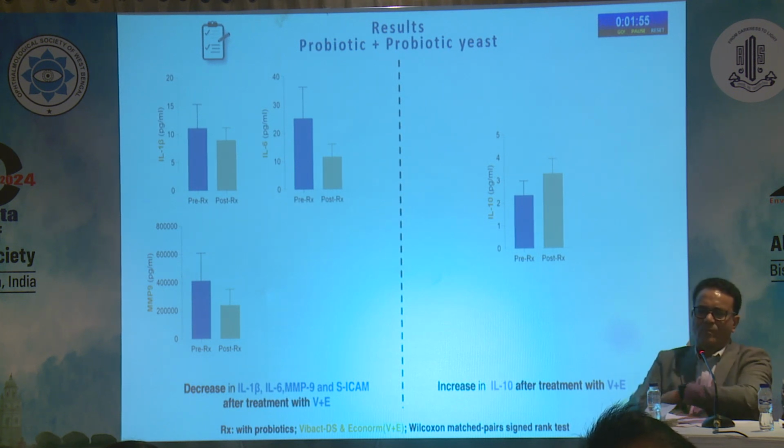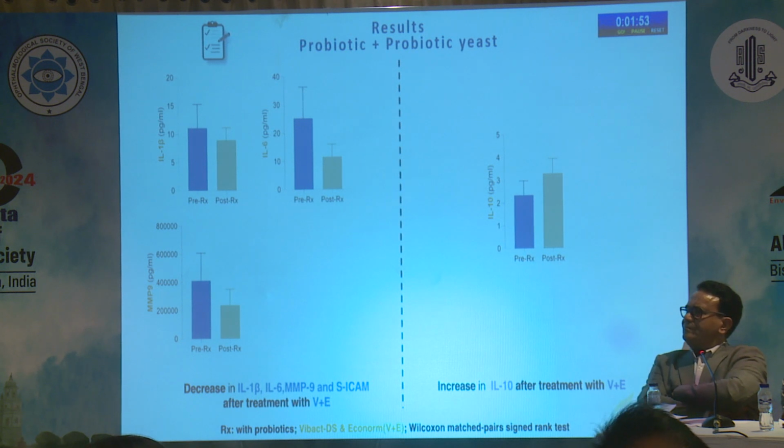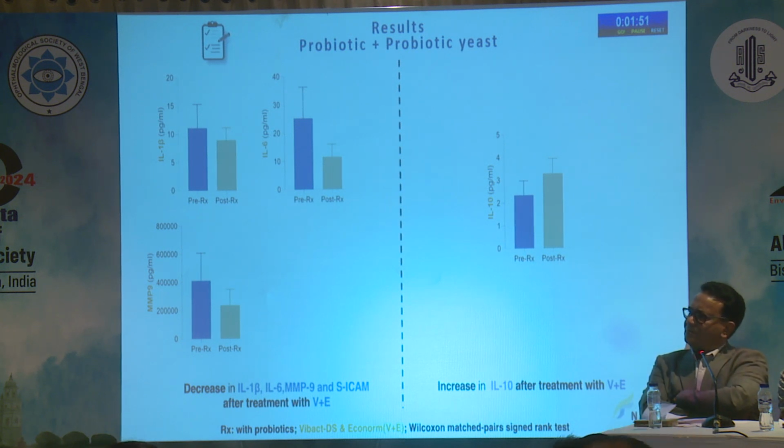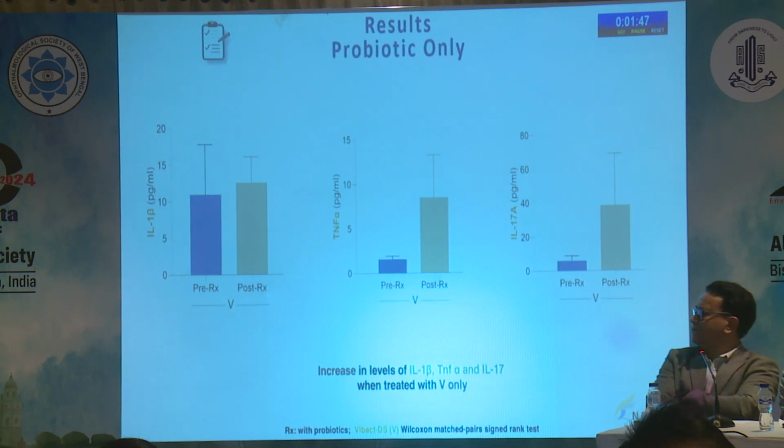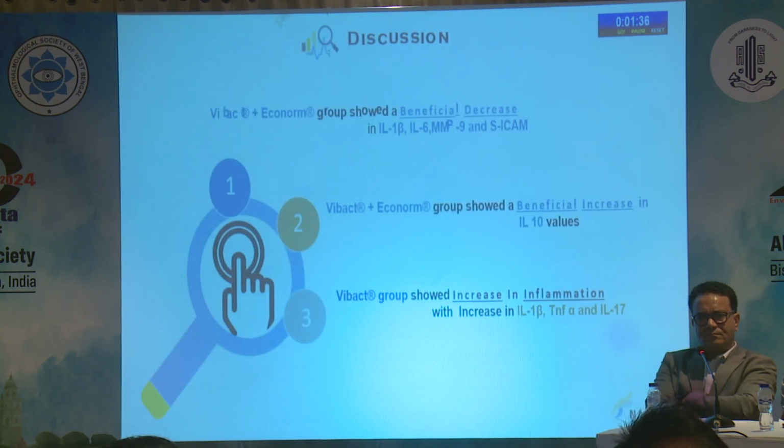Basically, there were lower levels of MMP9, IL-1 beta, IL-6, and beneficially higher levels of IL-10. And when you look at the other group who consumed only probiotics, there were higher levels of inflammatory markers, with IL-1 beta, TNF-alpha, and IL-17A at higher levels. So basically, by consuming both probiotics and probiotic fungus, there was a beneficial effect where it lowered the inflammation. And when you consume only probiotics, it increases the inflammation.